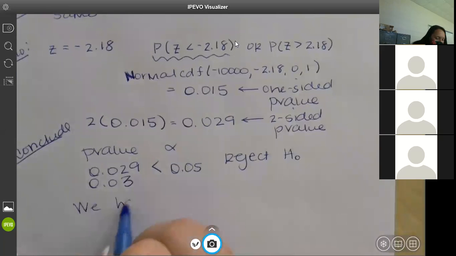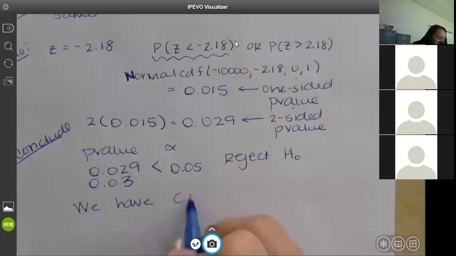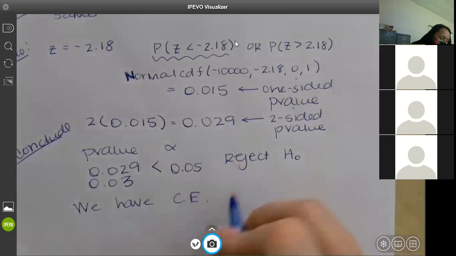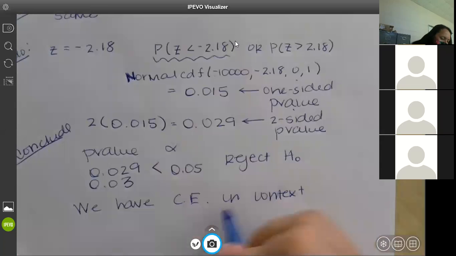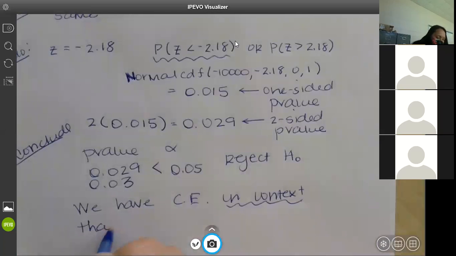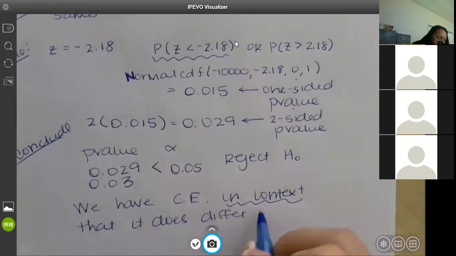So we have convincing evidence in context that it does differ from the true mean. I mean, true proportion.